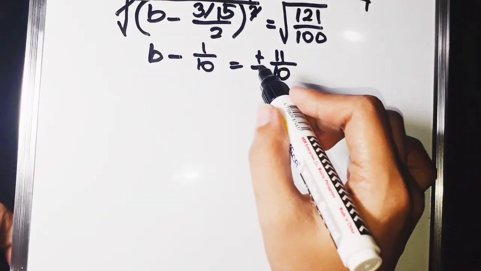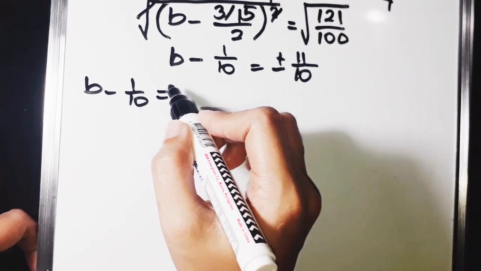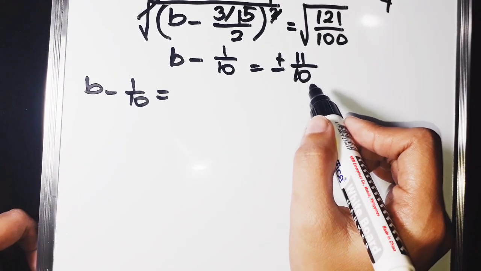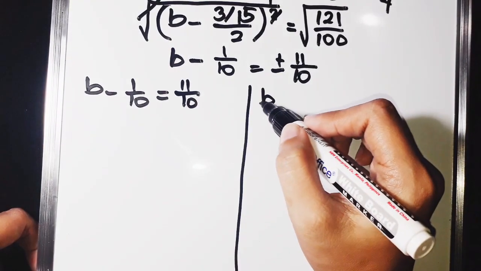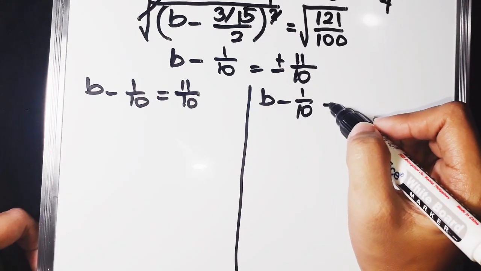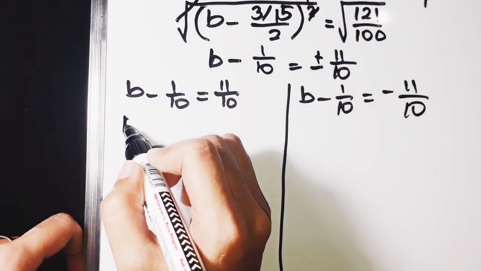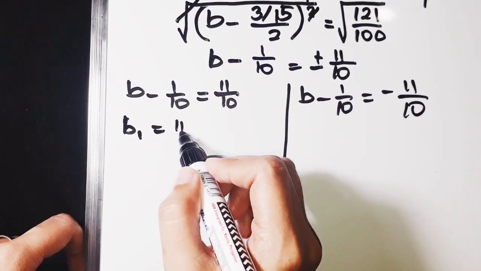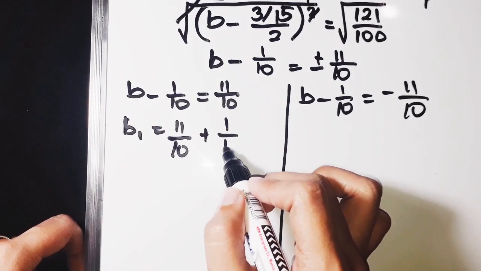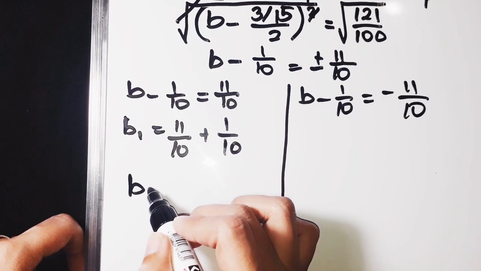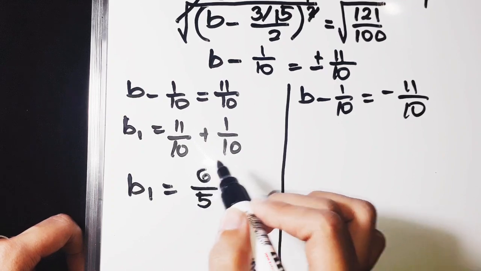And now break this thing up. So b minus 1 over 10 is equal to positive 11 over 10, and b minus 1 over 10 is equal to negative 11 over 10. So our first root is equal to, copy 11 over 10, transfer this to the other side of the equation. It will become plus 1 over 10. Then our first root is 6 over 5.